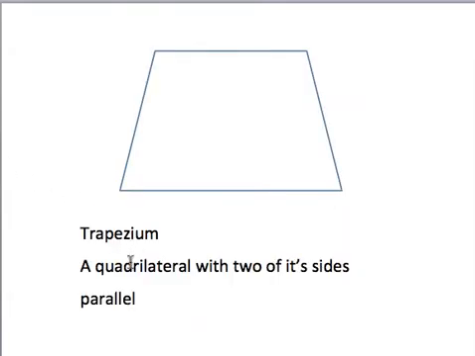Another aspect is the trapezium. This is a quadrilateral, so a four-sided shape where two of its sides are parallel. The two sides that are parallel in this case are this side and this side here. And I just pray that you'll be able to remember that in your examinations.